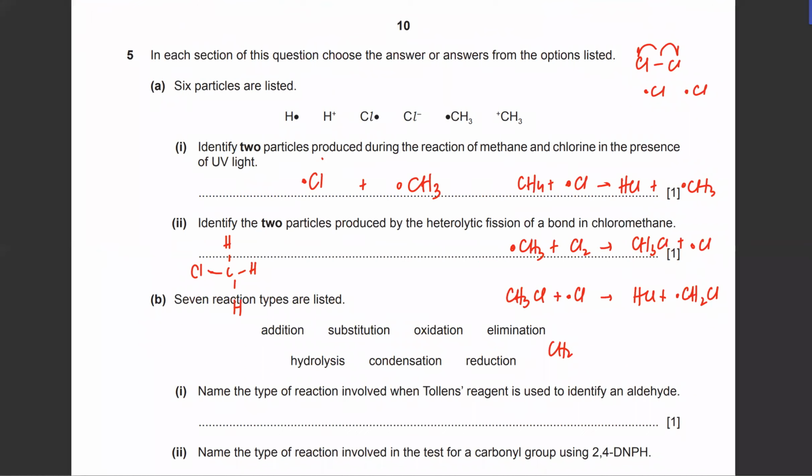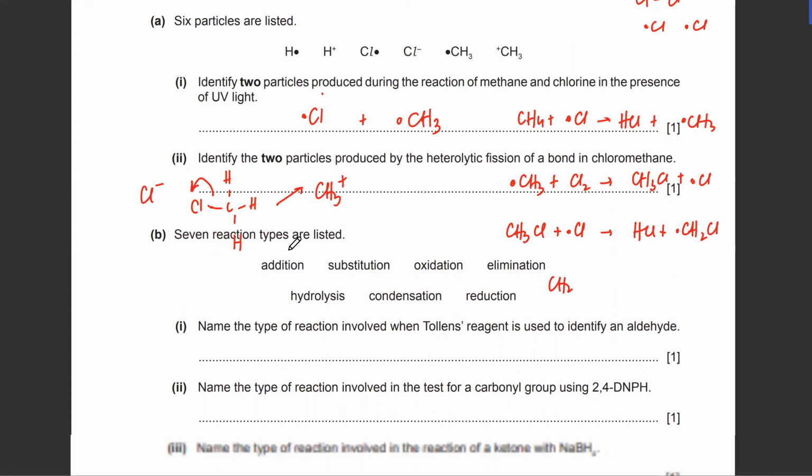So if the bond electrons went to Cl, which two particles will form? There's going to be a CH3+ ion, and the other one would be a Cl- ion. Is that clear? You clear? Yes, sir. So then you have 7 reactions.